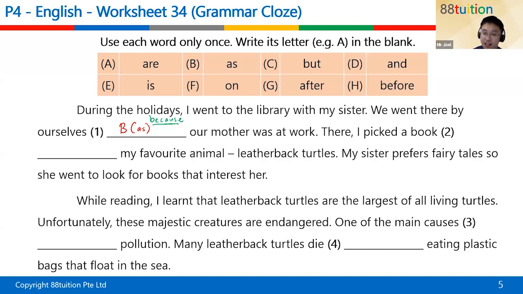Okay. So next question, number 2. "There, I picked a book. What my favorite animal?" Right, Chanel, please give me the answer for this. And Nicole and Elena need to give me the answer for this again as well, because the one you picked online was not correct. Yes, Catherine, you are right for this one. What do you think, Nicole, Elena, and Chanel? "There, I picked a book. What my favorite animal? Leatherback turtles."